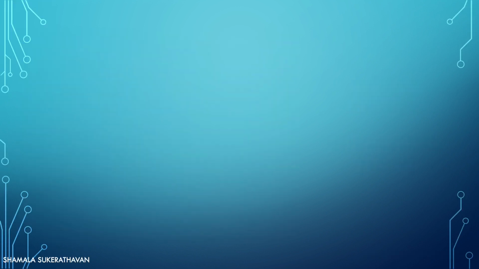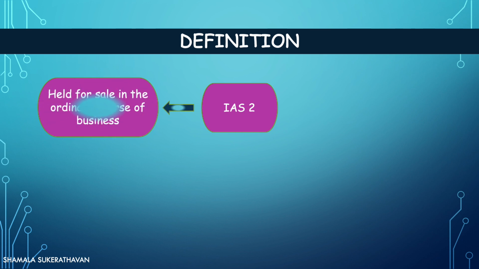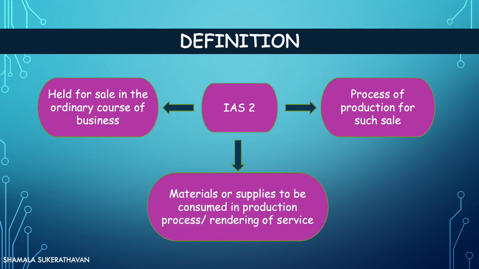As we have seen in previous standards, to be recognized, an item should meet the definition as set out in the relevant standard. In this case, that would be IAS 2. Inventories are assets that meet one of the following. 1. Held for sale in the ordinary course of business. 2. In the process of production for such sale. 3. In the form of materials or supplies to be consumed in the production process or rendering of services.